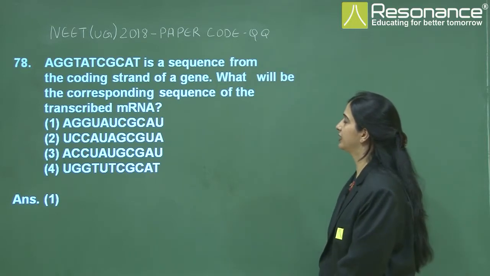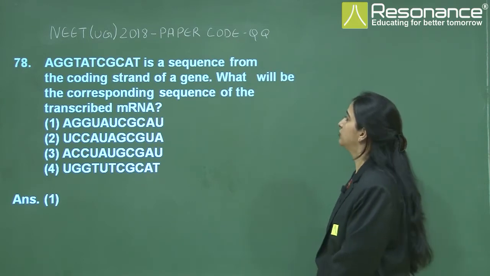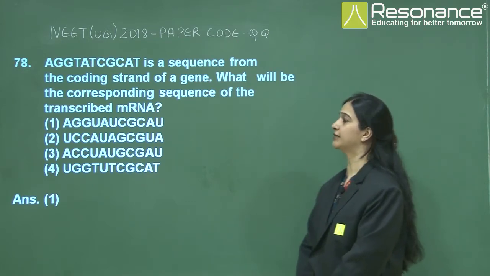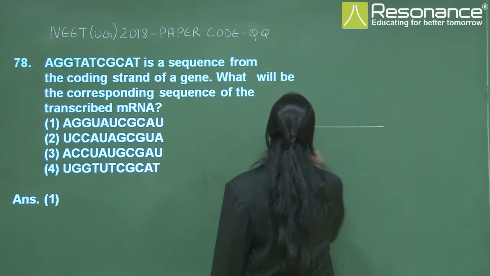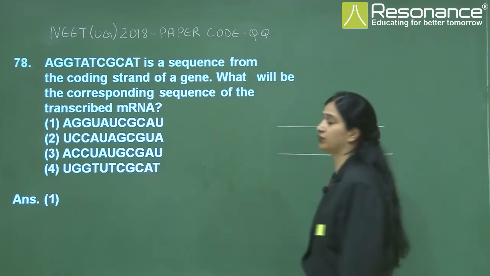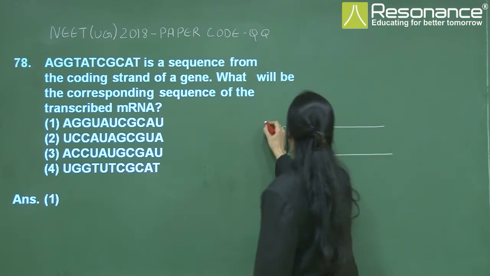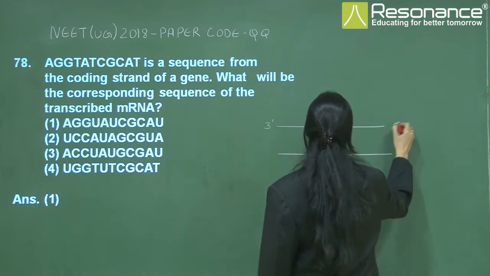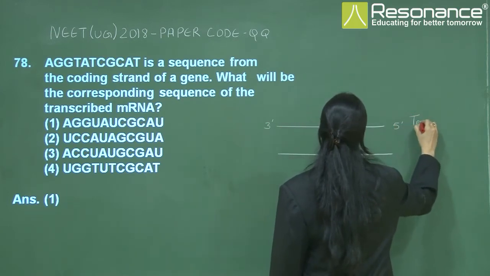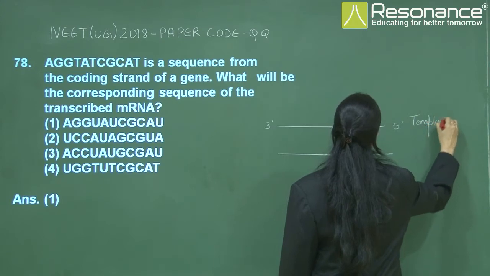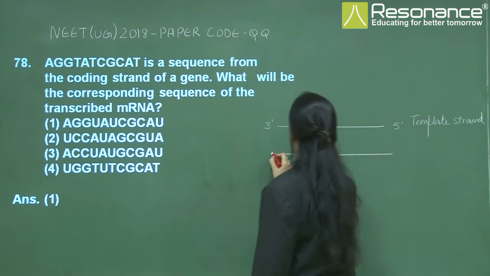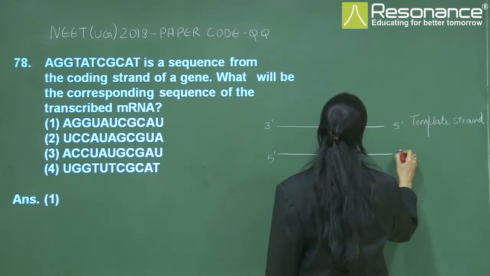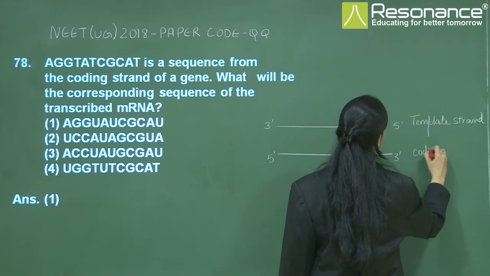Next, question number 78. Here, a sequence from the coding strand of a gene is given. What will be the corresponding sequence of the transcribed messenger RNA? Here, as we know, during the process of transcription, there will be two strands. One runs in 3', 5' direction, that is known as the template strand. This is the template strand, and the one which runs in 5', 3' direction, it is known as the coding strand.